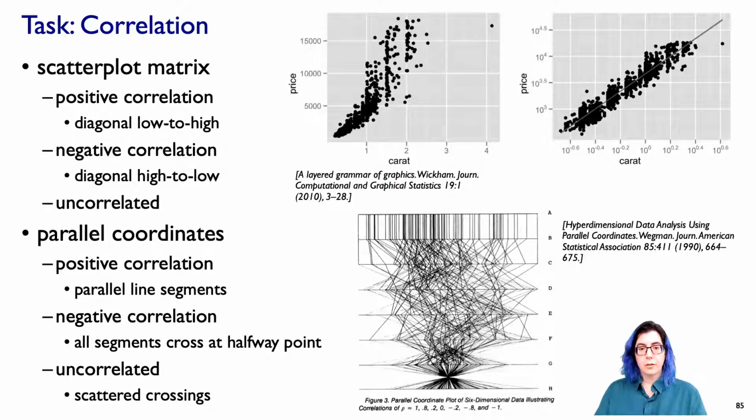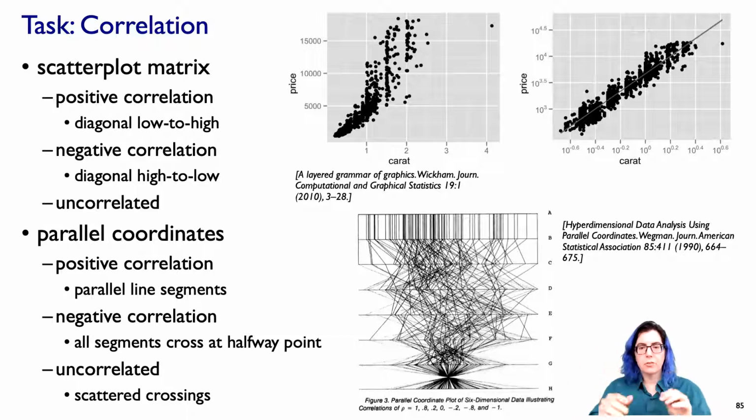For tasks like correlation, you're probably familiar with seeing that in scatter plots. It's along a diagonal, either positive one way, negative the other way. And if they're all spread out, then it's uncorrelated. With parallel coordinates, it's a bit different. Positive correlation looks very different from negative correlation. Positive correlation is parallel line segments like we see on the top. And negative correlation, like we see on the bottom, is where they all meet in the middle as lines go from one axis to the other, and they meet at this pencil point.